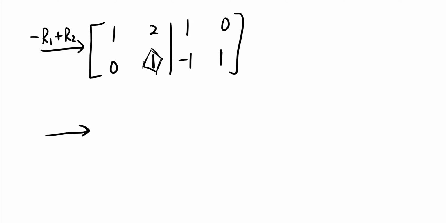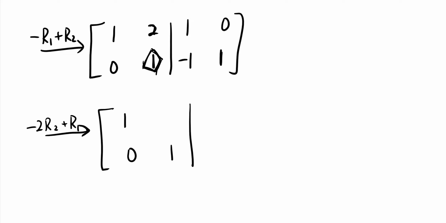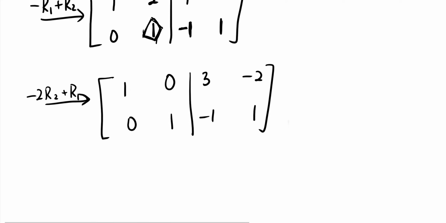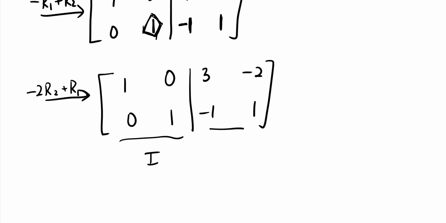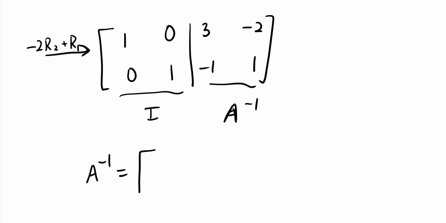Now we take that second row multiplied by negative 2 and add it to row 1. Negative 2 by this one here is negative 2, added to that 2 becomes 0. Negative 2 by negative 1 is 2, plus 1 is 3. Negative 2 by 1, negative 2, plus 0, negative 2. And keep the next row the same. So notice this is the identity matrix, and therefore that's the inverse. That's the one we're looking for. So the inverse matrix we're looking for is 3, negative 1, negative 2, 1.